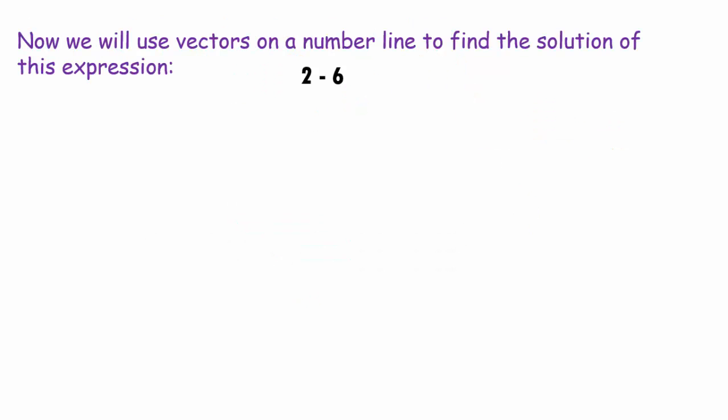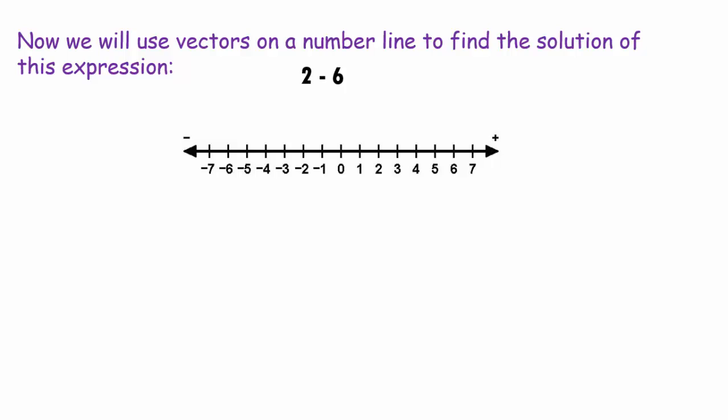Now we're going to use vectors on a number line to find the solution of this expression, 2 minus 6. Well, first of all, we know we start at 0. The positive 2 says go 2 to the right. But now we're going to subtract 6. Well, on the number line, when we added a positive, we'd move to the right. So when we subtract a positive, we're subtracting a positive 6. To subtract a positive, we actually need to move left. If you subtract a positive, you'll move left on the number line.